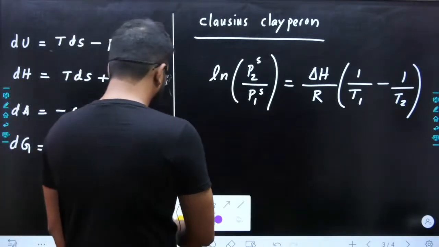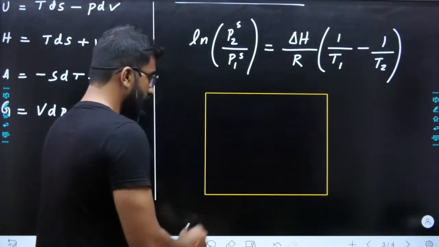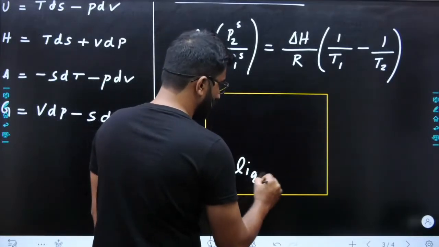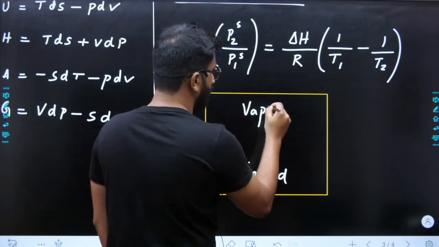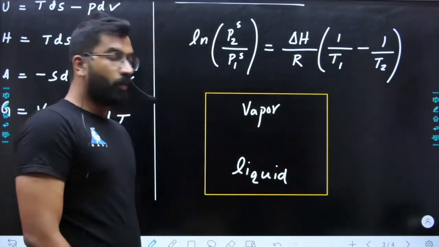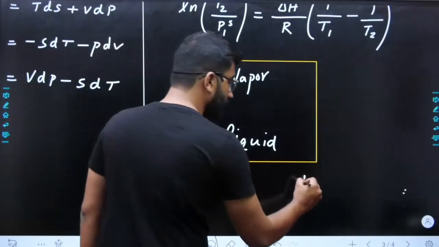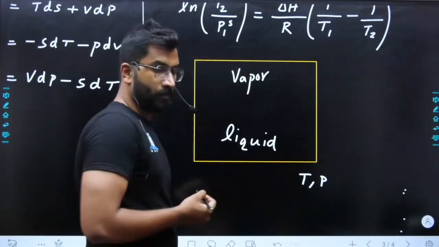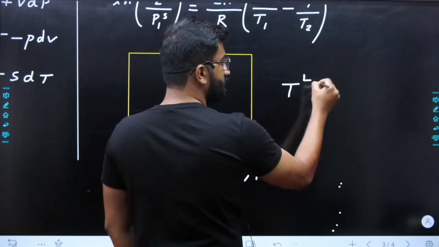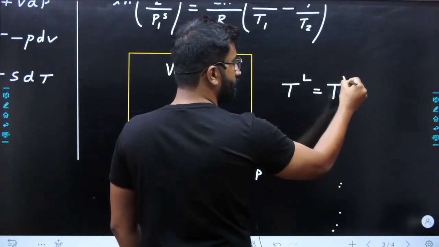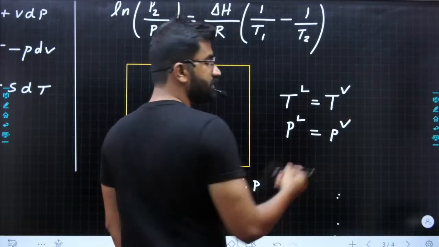Now in GATE 2022 there was a question, right? There was a question, basic question. That is, when liquid and vapor phases are in equilibrium, what are the things that will be same? है ना, liquid and vapor are in equilibrium. क्या क्या चीजें same होंगी? First of all, if liquid and vapor are in equilibrium, temperature of liquid and temperature of vapor will be same. Pressure of liquid and pressure of vapor will be same.